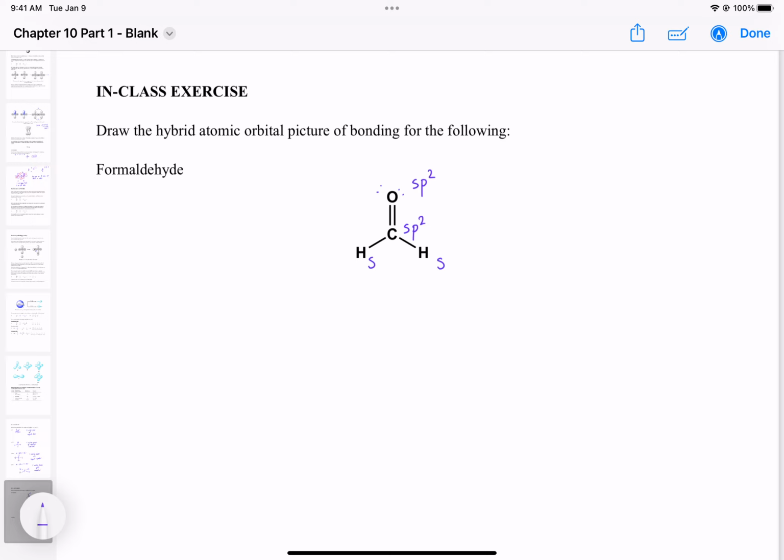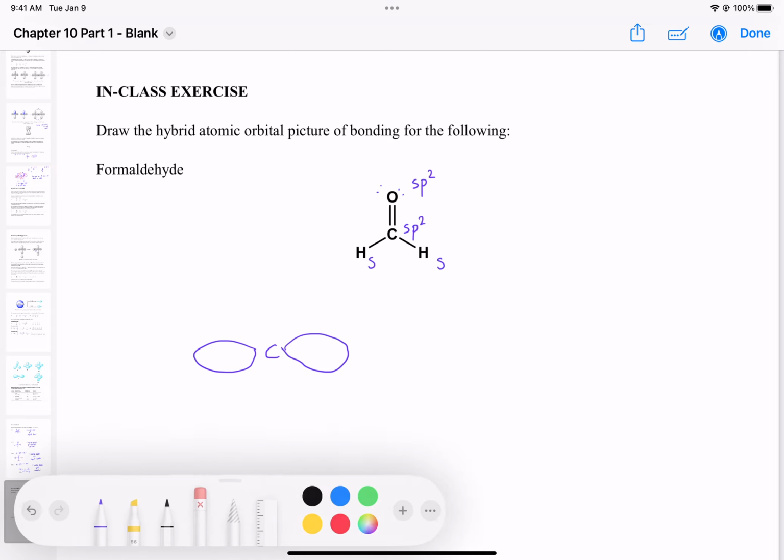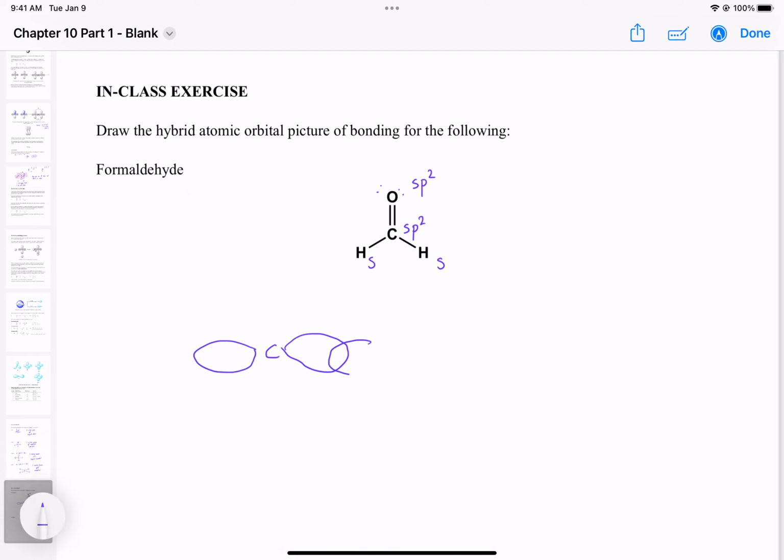Okay, so first we should draw, let's just draw our atoms looking down the CO bond. So we're going to have a carbon here. Let's draw an orbital for the sp2 orbital, and then we draw oxygen here, with its sp2 orbital going to overlap the oxygen atom here.